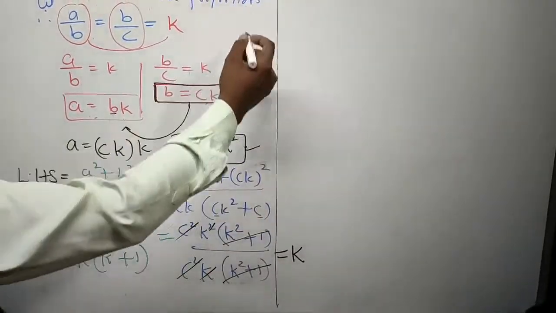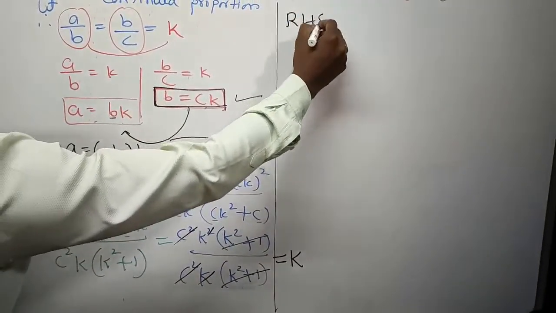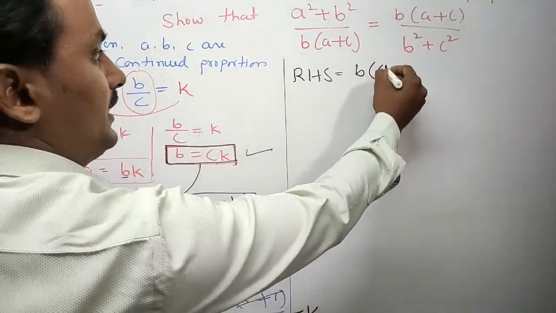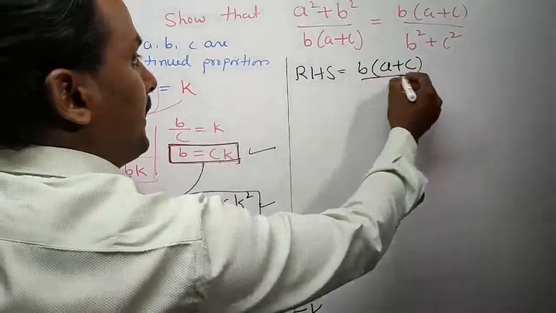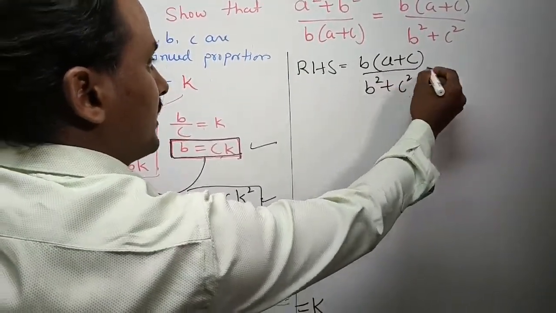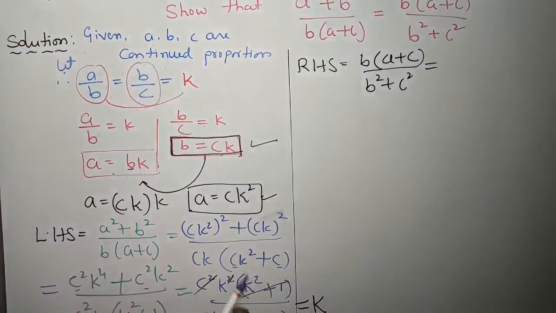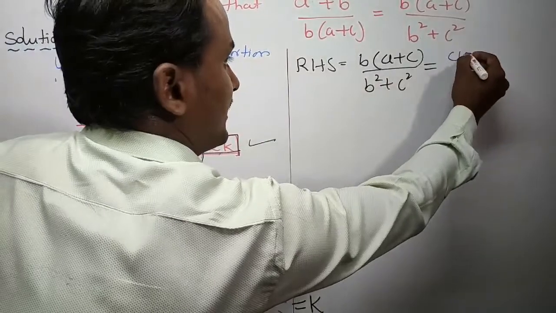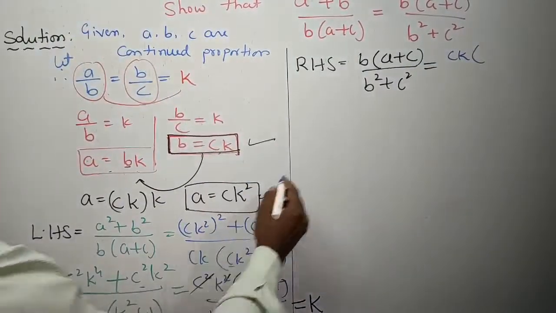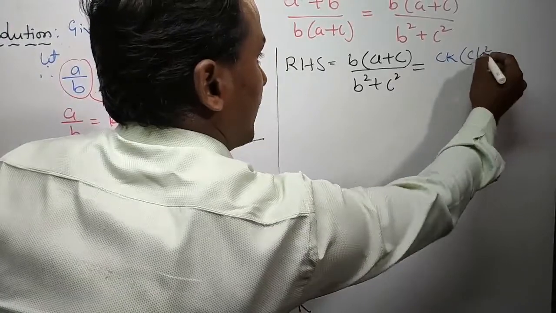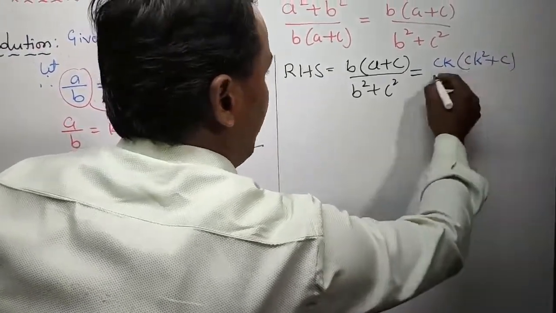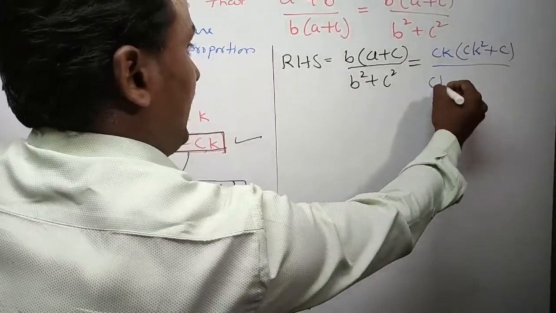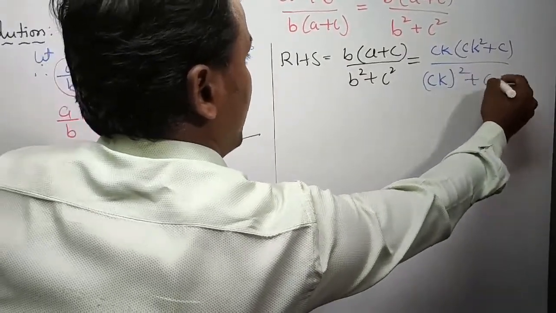Now coming to the right hand side, RHS is equal to b(a + c) upon b² + c², children. Now what I am doing, children: the b value and a value, I will substitute. The b value ck as it is, into the a value ck², plus c as it is. The c value we don't know. Next, the denominator: the b value, what is it? (ck)² plus c² as it is, children.